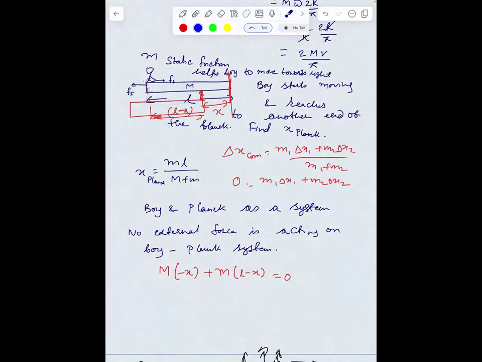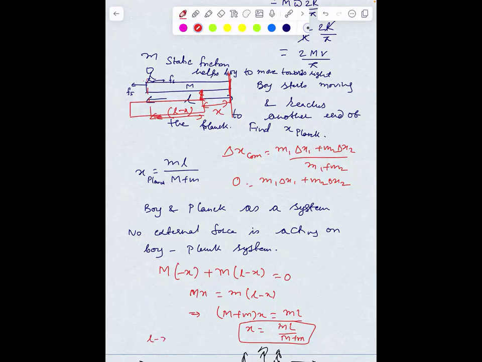So I can simply say that capital M into x is equal to m into L minus x. I'll take one side: M plus m into x is equal to mL. So x is equal to mL upon M plus m. This x means the plank shifted this much. How much did the boy shift? The boy shifted L minus x. This is x of the boy, this is x of the plank. Is it clearly understood by all of you?